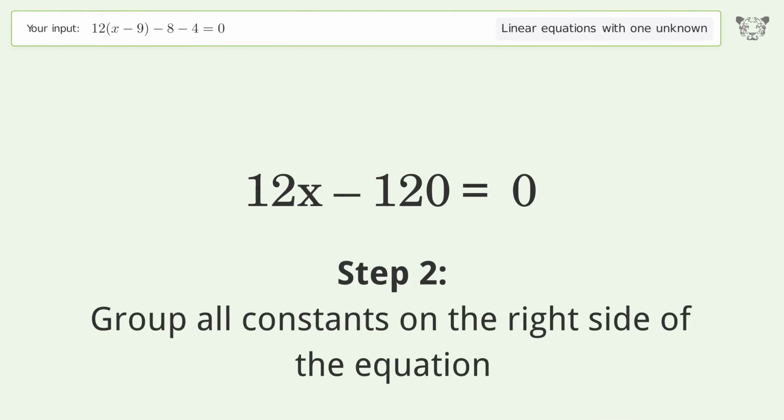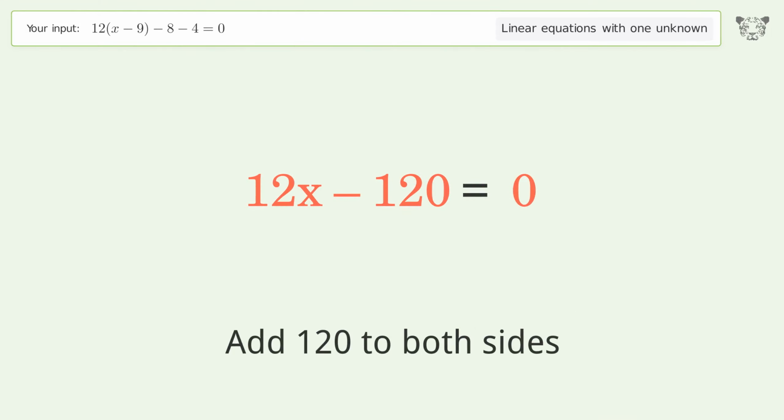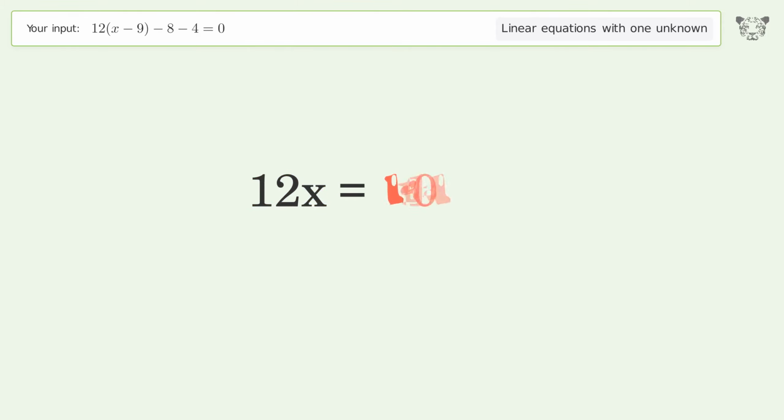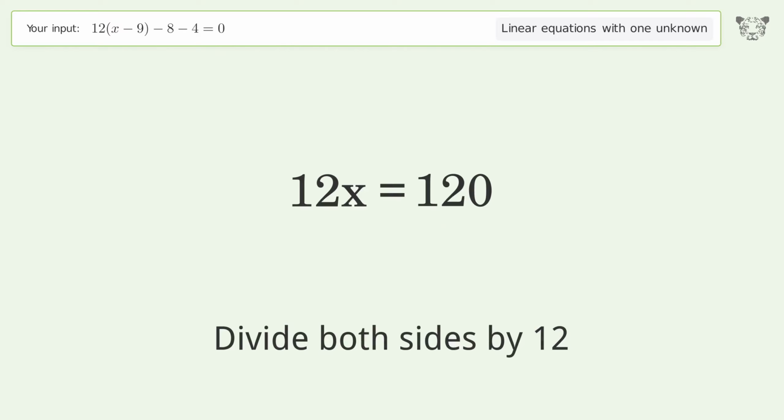Group all constants on the right side of the equation. Add 120 to both sides. Simplify the arithmetic. Isolate the x. Divide both sides by 12.